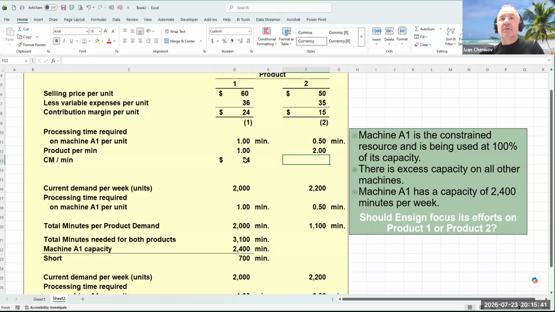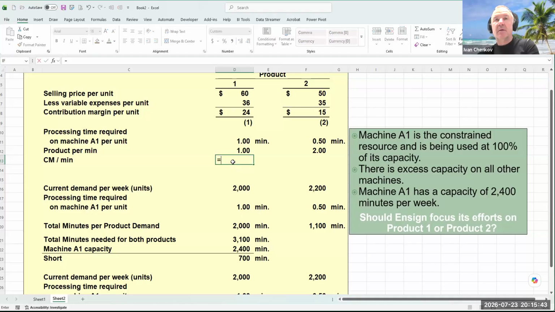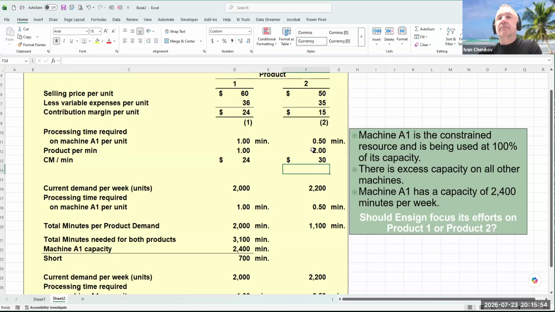So the contribution margin per minute is going to be equal to 24 times one product per minute. And here it's going to be equal to $15 times two products per minute, $30. So the question now is, which one is my profitable product now? Is it still product one? Now, as you can see, we moved to product two. Product two is my profitable product now, not product one any longer.